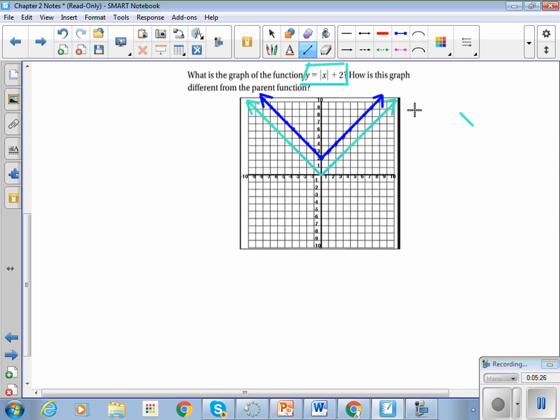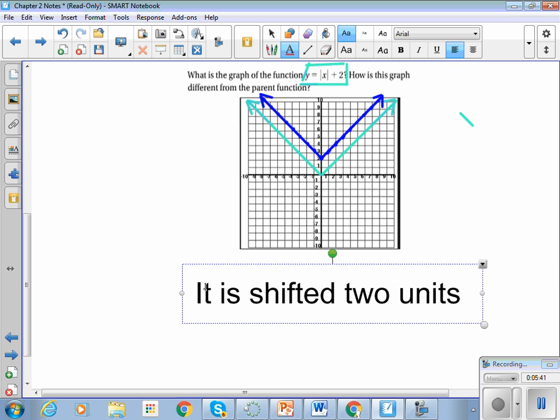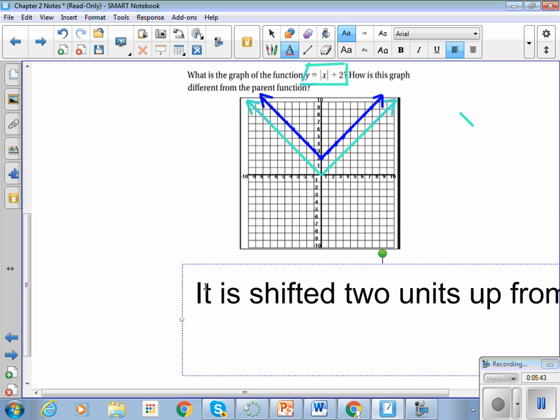How is this graph different from the parent function? It is shifted 2 units up from the parent function.